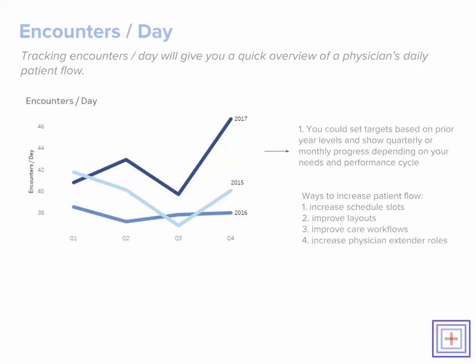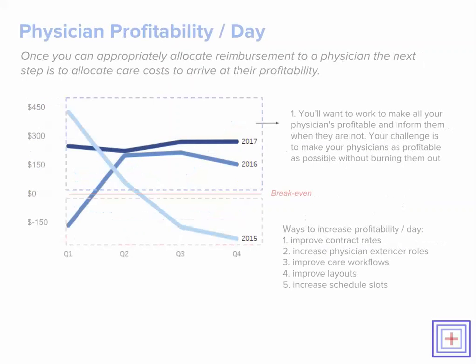Ways to do that is to increase your scheduled slots for patients. You could also improve the layouts of your locations to help with the flow of patients. You can improve your care workflows, and that includes improving your technology to help patients and physicians move quicker. And you could also increase your physician extender roles, for instance, getting scribes so that your physicians don't have to do all the coding, but scribes can carry part of that load. So just building a team really around your physicians so that they can see more patients per day.